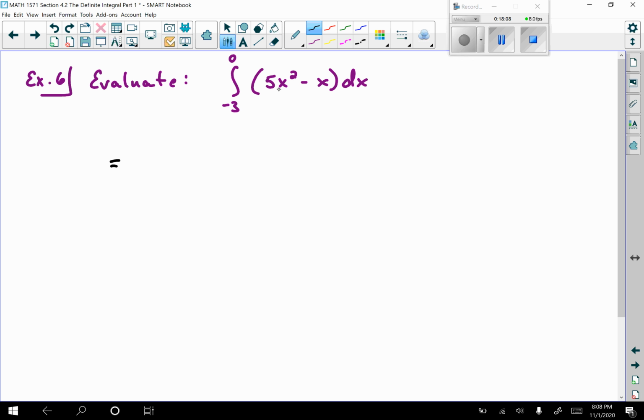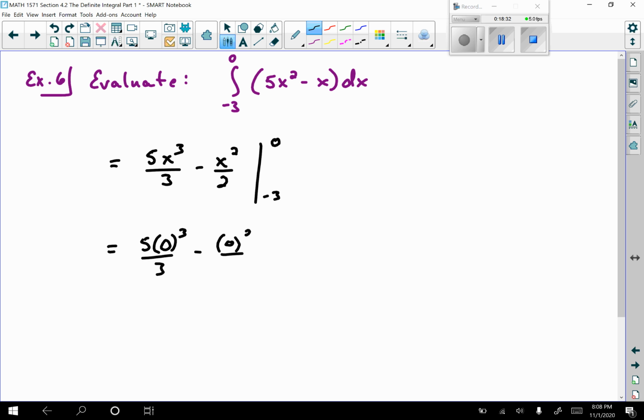All right, so looking at the antiderivative of 5x squared, we're going to get a 5x cubed over 3 minus an x squared over 2. So we go from negative 3 to 0. This doesn't simplify any nicer. However, one of the numbers we are working with is a 0, but that's going to go first. So I'm really going to have 5 times 0 cubed over 3 minus 0 squared over 2.